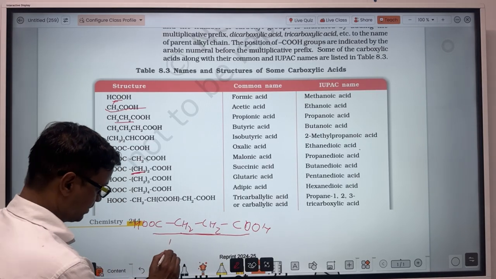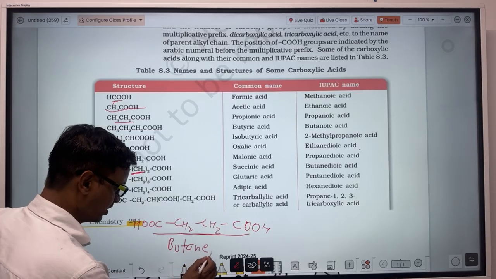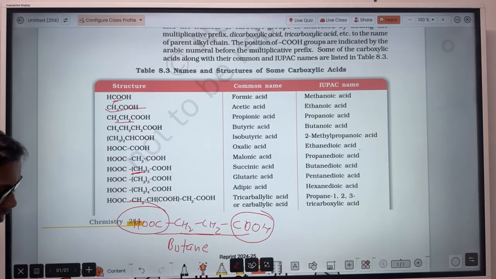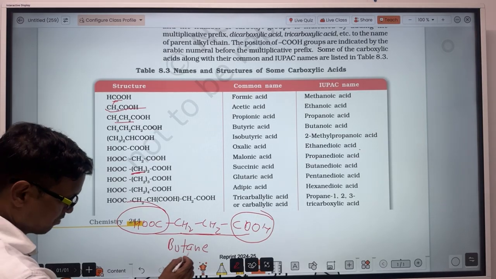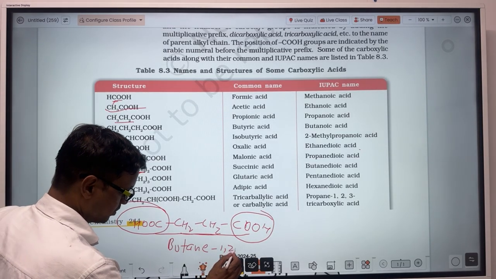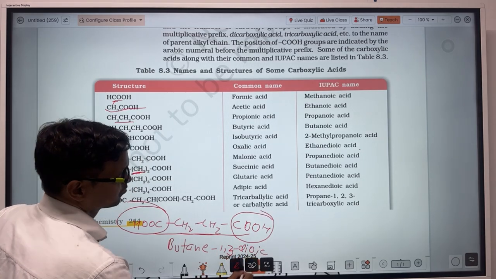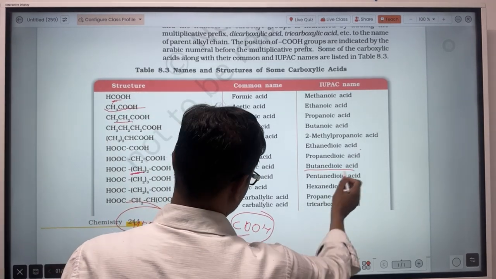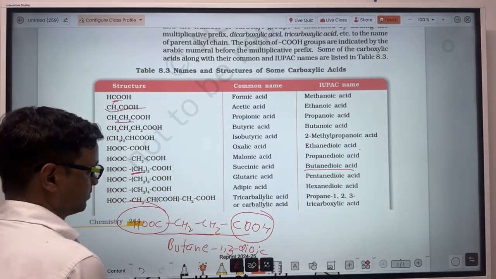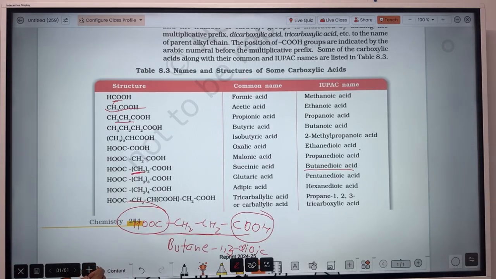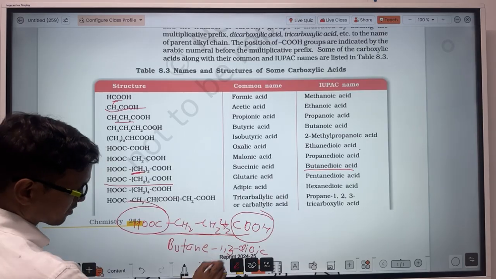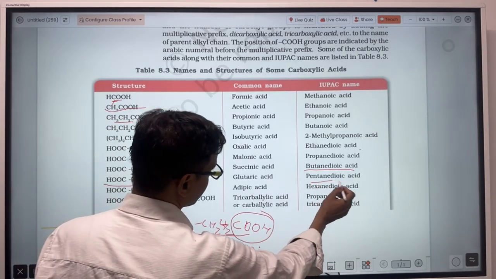So that will be called butane, B-U-T-A-N-E. E will be retained because the number of COOH groups is more than 1. So butane, E retained, and 1,2-dioic acid. Oh, sorry, 1,3-dioic acid. So this name is butane dioic acid or butane 1,3-dioic acid. Okay. Same here. Pentane dioic acid because here there will be 3 CH2. That's why pentane dioic acid.